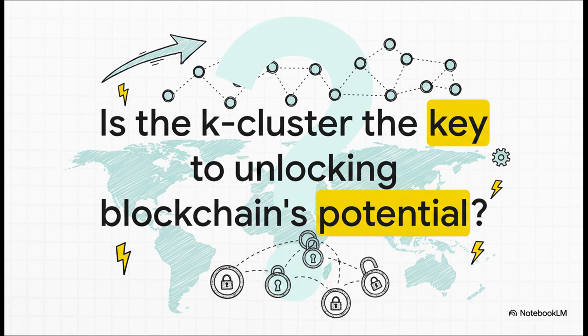Which really just leaves us with one big, fascinating question. For so long, we've been told we have to choose between speed and security and decentralization. By creating a system that seems to achieve all of them, is the K-cluster the innovation that finally unlocks what blockchain can really do for our high-speed world?